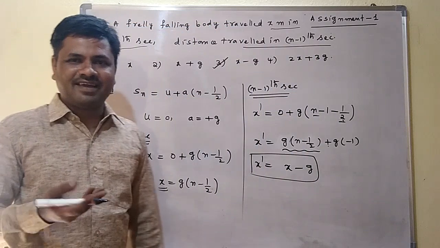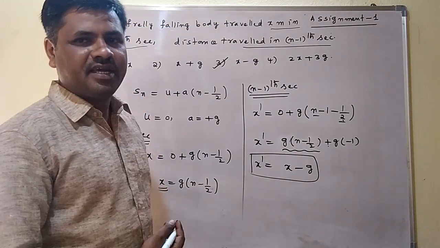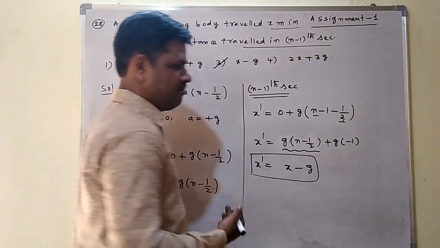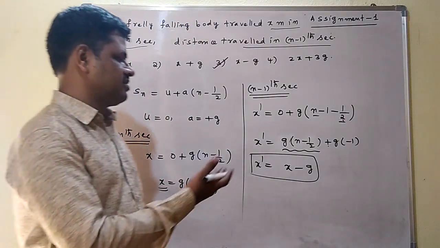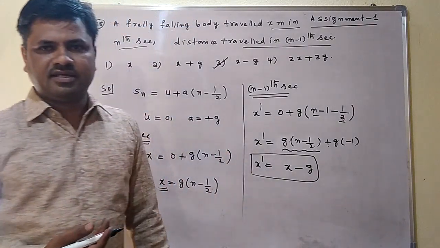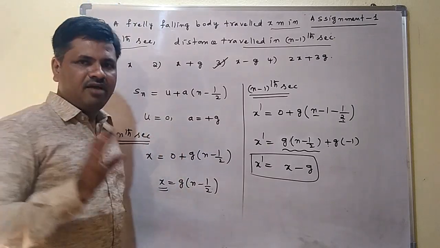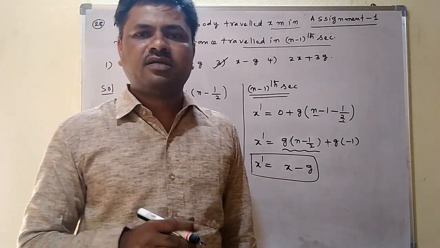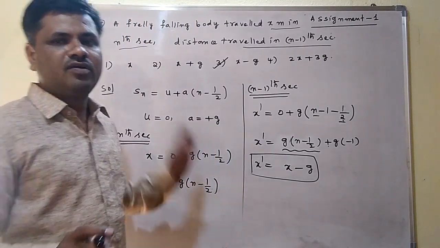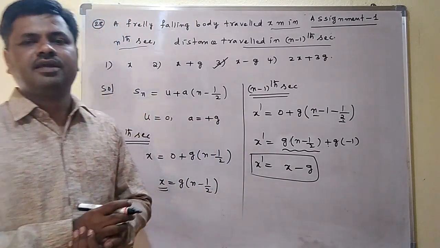Suppose n minus 2th second, we can get as x minus 2z. N minus 3th second x minus 3z, we can get it like that. Okay, right. Here which formula we have to apply is very important here. Distance traveled in nth second means we use the formula Sn is equal to u plus a into n minus of.